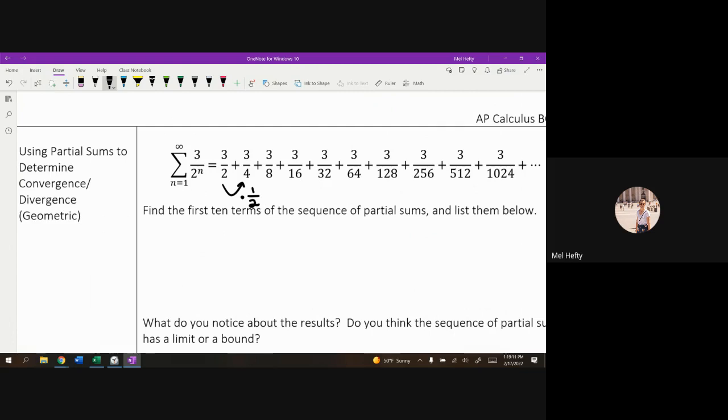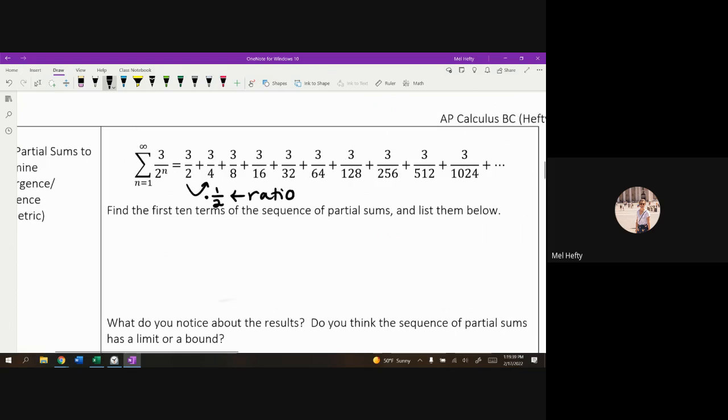I'm making my terms smaller so that as I'm adding them, it's a sum that's getting larger, but it's getting larger in a smaller way. Now, like the common difference, this is called a common ratio. And that ratio word is something we're going to talk a lot about today because it has all to do with telling whether the geometric series converges or diverges.